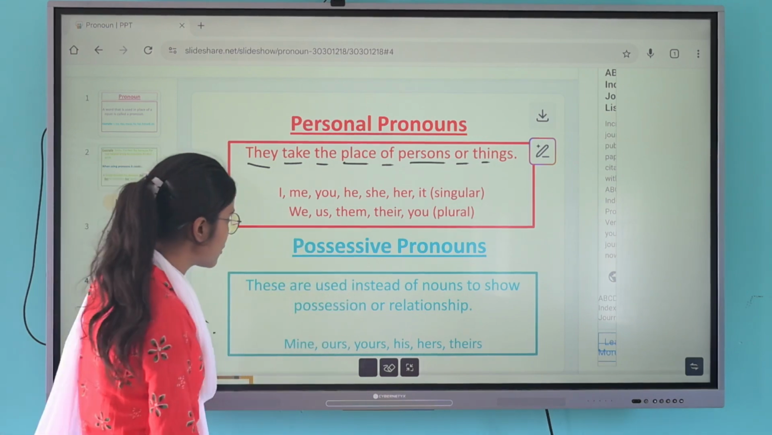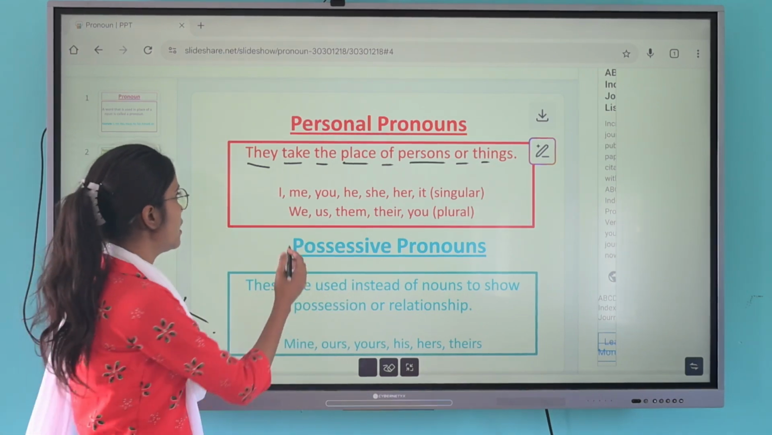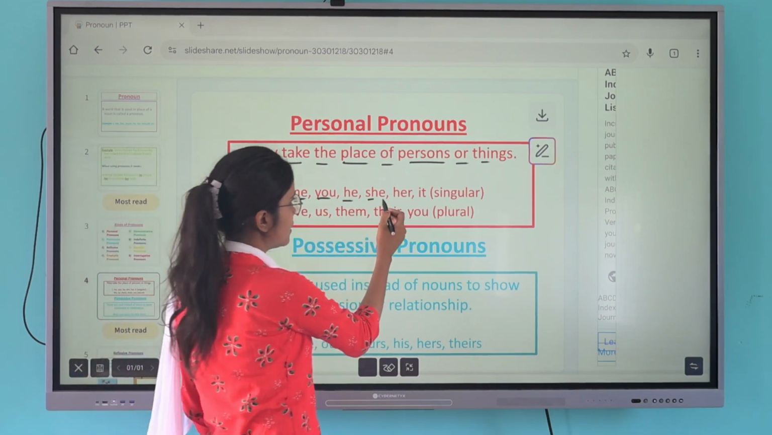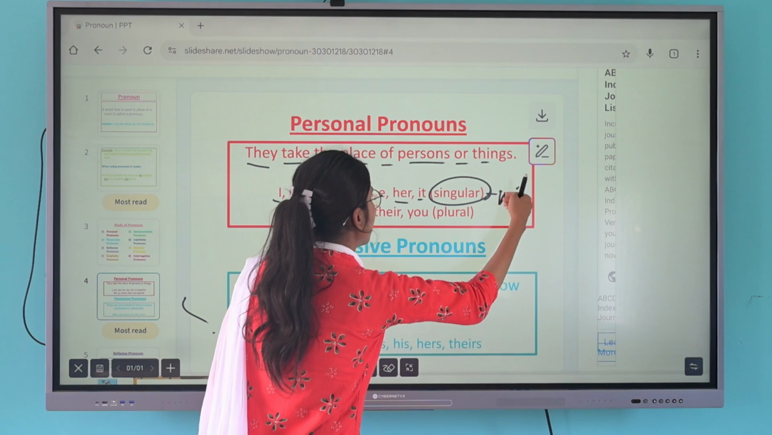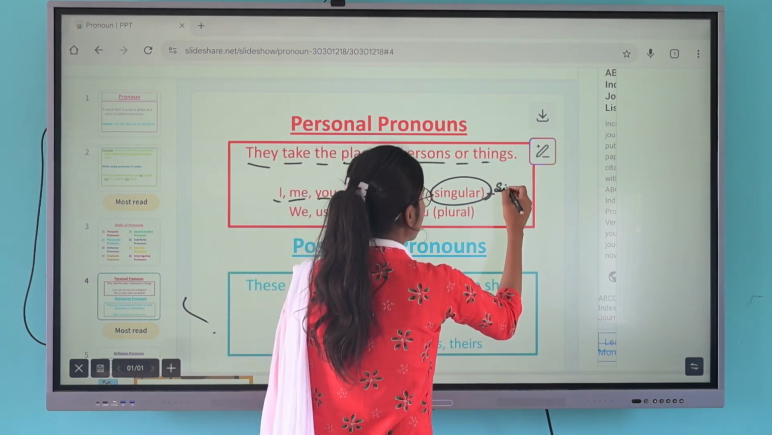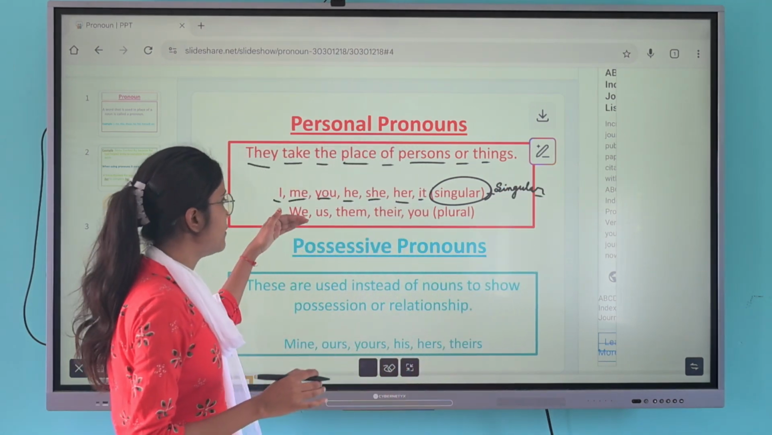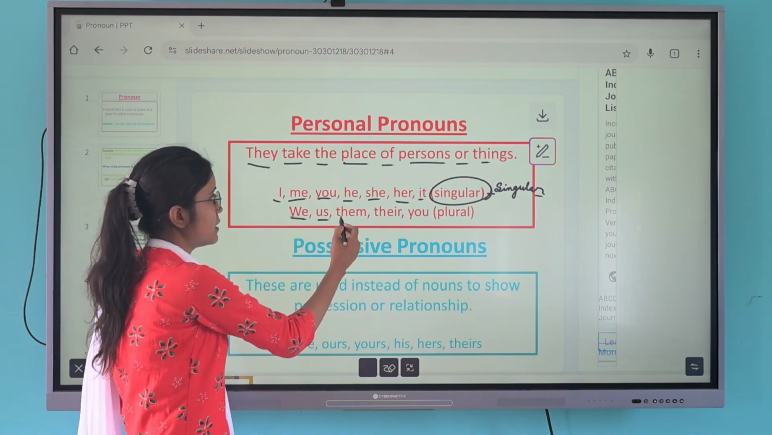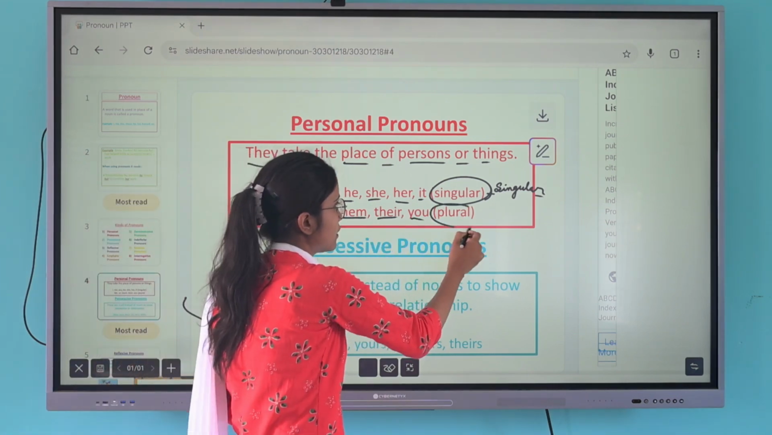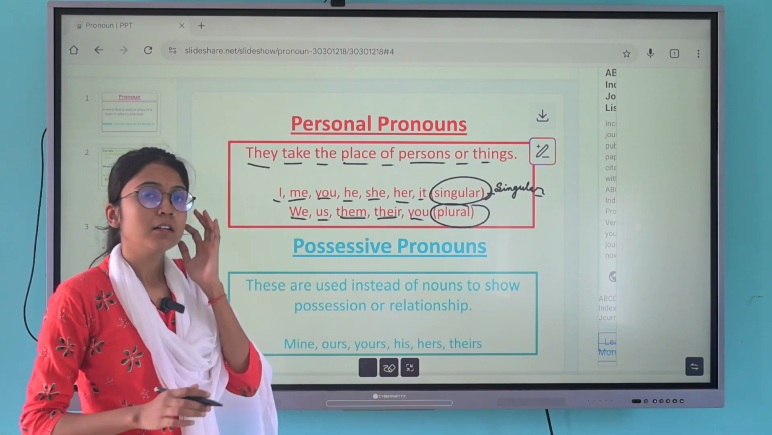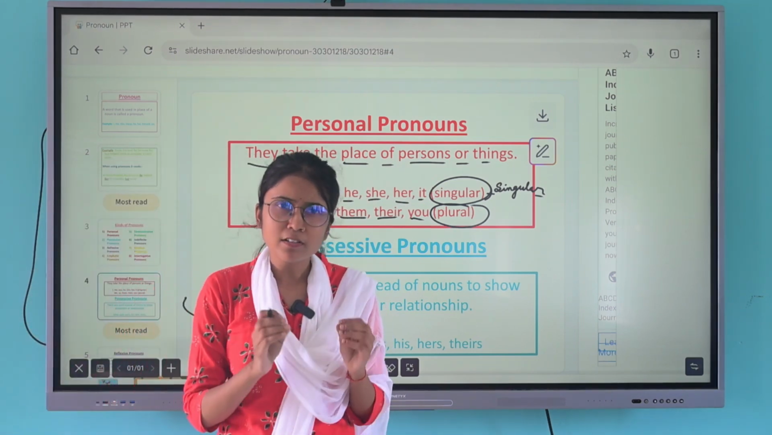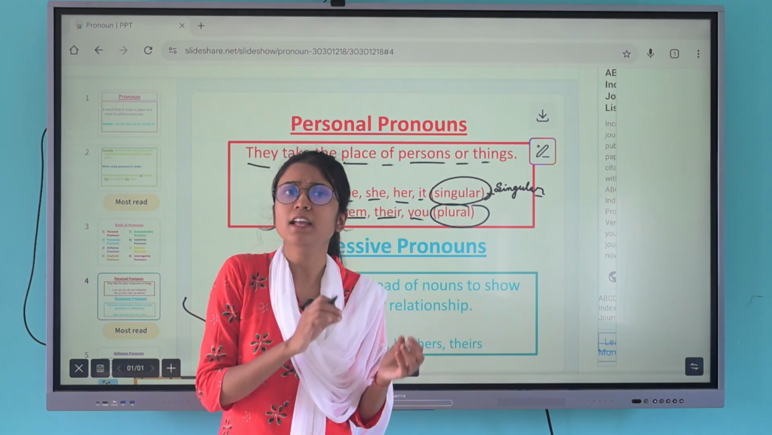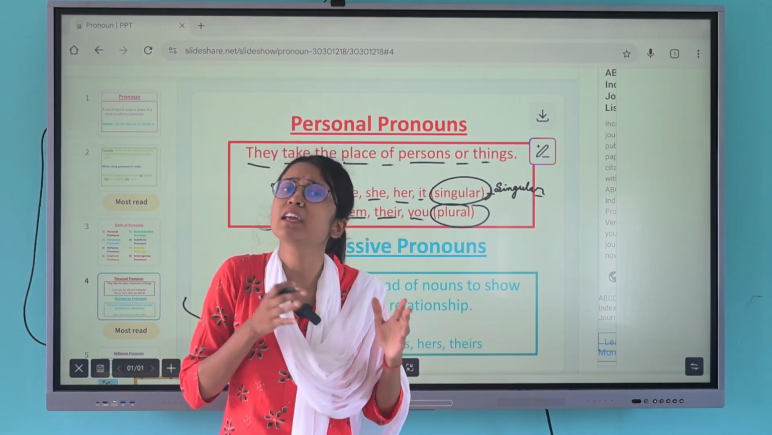So here are the examples of personal pronouns. I, me, you, he, she, her, all are singular pronouns. And also we, us, them, they, you, those, all are plural pronouns. Okay, so the first one is personal pronoun. Personal pronoun simply replaces any specific name of person, place or thing.